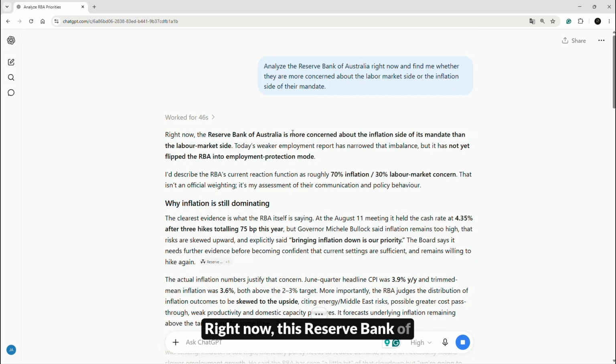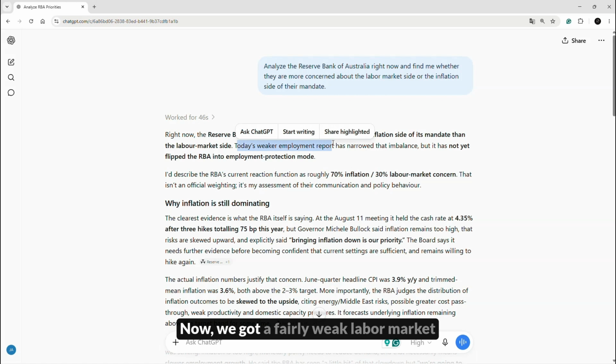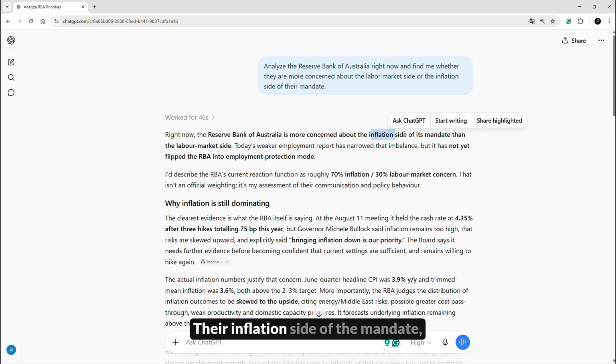Right now, the Reserve Bank of Australia is more concerned about the inflation side of its mandate than the labor market side. Completely true. In fact, the Reserve Bank of Australia is one of the most hawkish central banks right now, with one of the highest interest rates in the G10. Now, we got a fairly weak labor market report today, but the fact that they are more concerned about their inflation side of the mandate means this weak employment report does not change the picture.